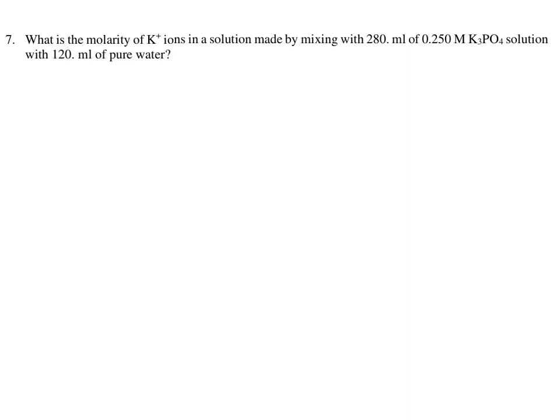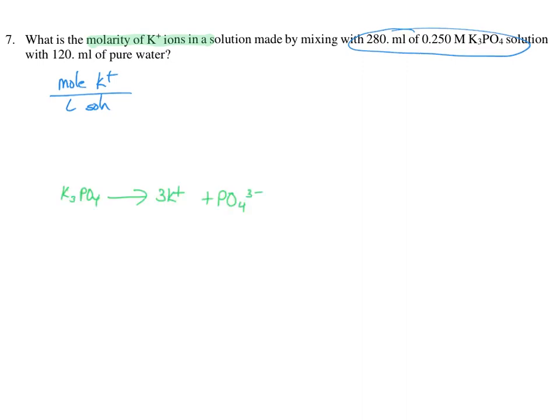All right, we'll start here by reminding ourselves what we're asked to calculate, which is the molarity of K plus ions. So that is the moles of K plus ions per liter of solution. And we want to find a way to calculate each of these. So the K plus ions come from the potassium phosphate. Since we're comparing potassium phosphate to potassium ions, we need a balanced chemical equation, which is our dissociation reaction.